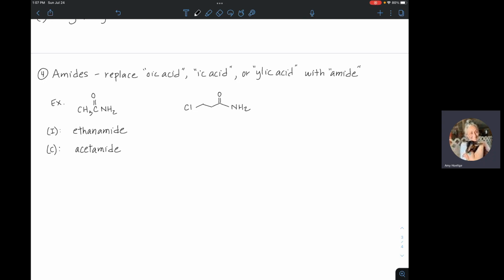So IUPAC nomenclature tells us that the chloro group is actually on carbon number 3, right? So here we have carbon number 1, carbon number 2, carbon number 3. And the bond from carbon number 3 goes to the chloro group. I'm only pointing this out because it's really easy to forget about carbon number 3.